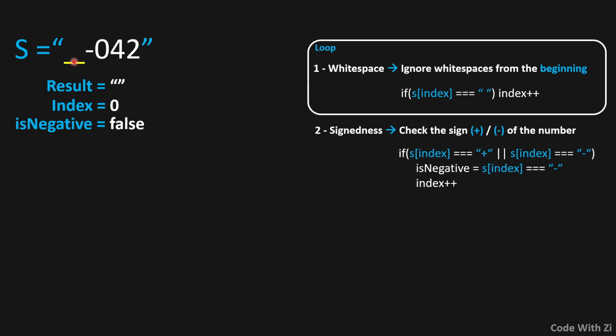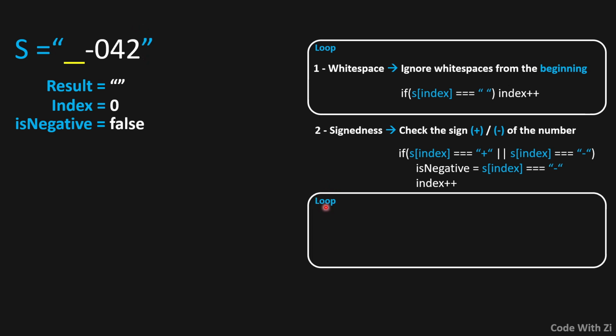After finishing these 2 steps, we're getting to the main meat of our string because we've ignored all of the white spaces and we've taken care of the positivity or negativity of our number. Now we're getting to the numbers inside of our string, and our index variable is updated. The whole goal is to update the index variable throughout steps 1 and 2 till we get to the main meat of our string, which is our numbers.